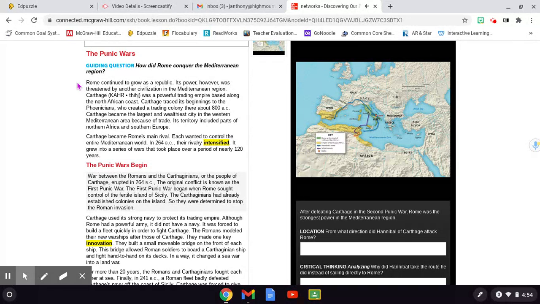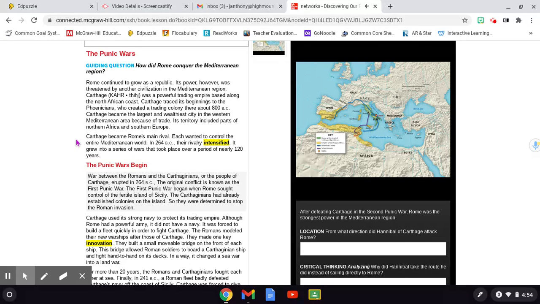Carthage was a powerful trading empire based along the North African coast. Carthage traced its beginnings to the Phoenicians, who created a trading colony there about 800 BC. Carthage became the largest and wealthiest city in the Western Mediterranean area because of trade. Its territory included parts of Northern Africa and Southern Europe. Carthage became Rome's main rival. Each wanted to control the entire Mediterranean world.